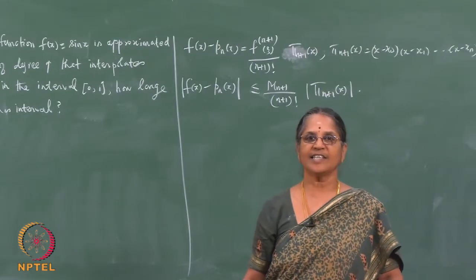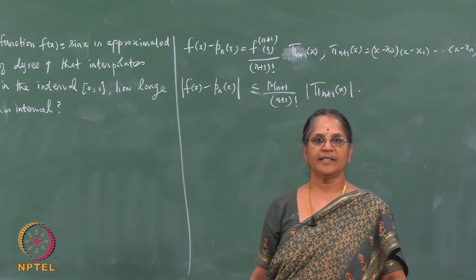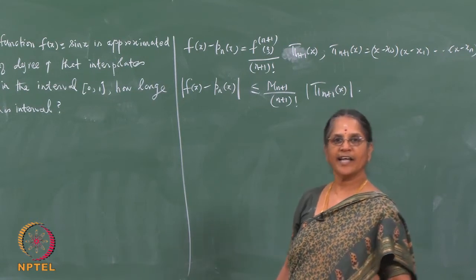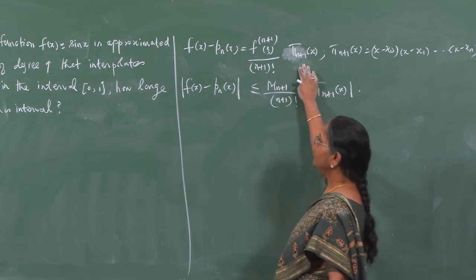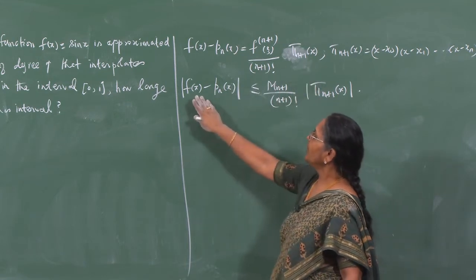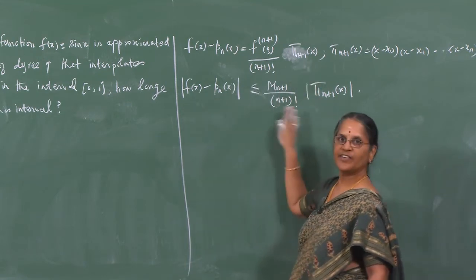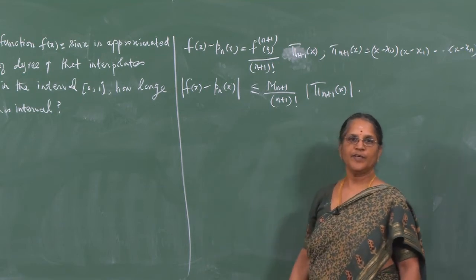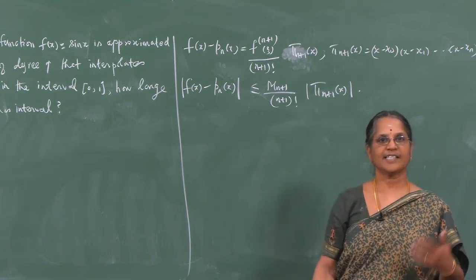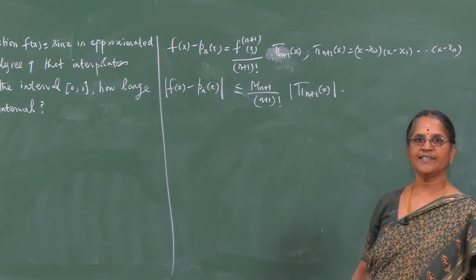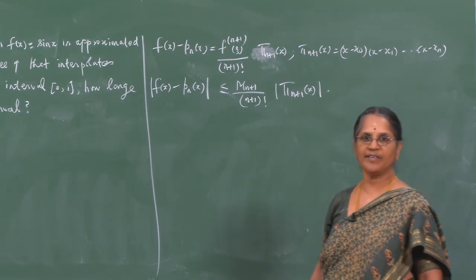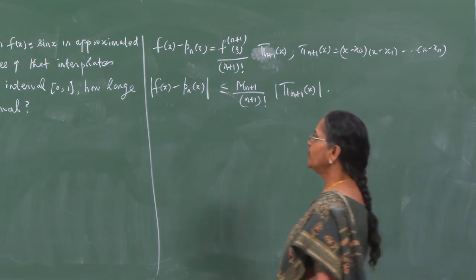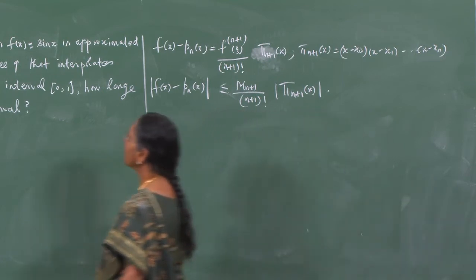In the last class, we obtained an expression for error in interpolation and a bound on error in the interpolation. So, we shall consider some examples and see how we can obtain such an error bound in this case. So, let us solve this problem.